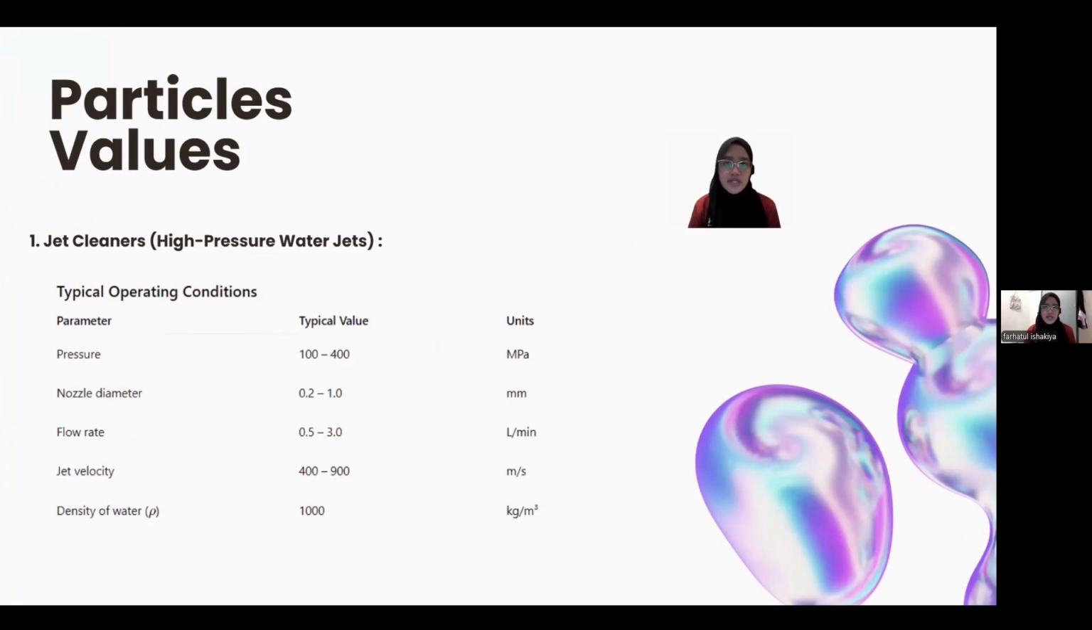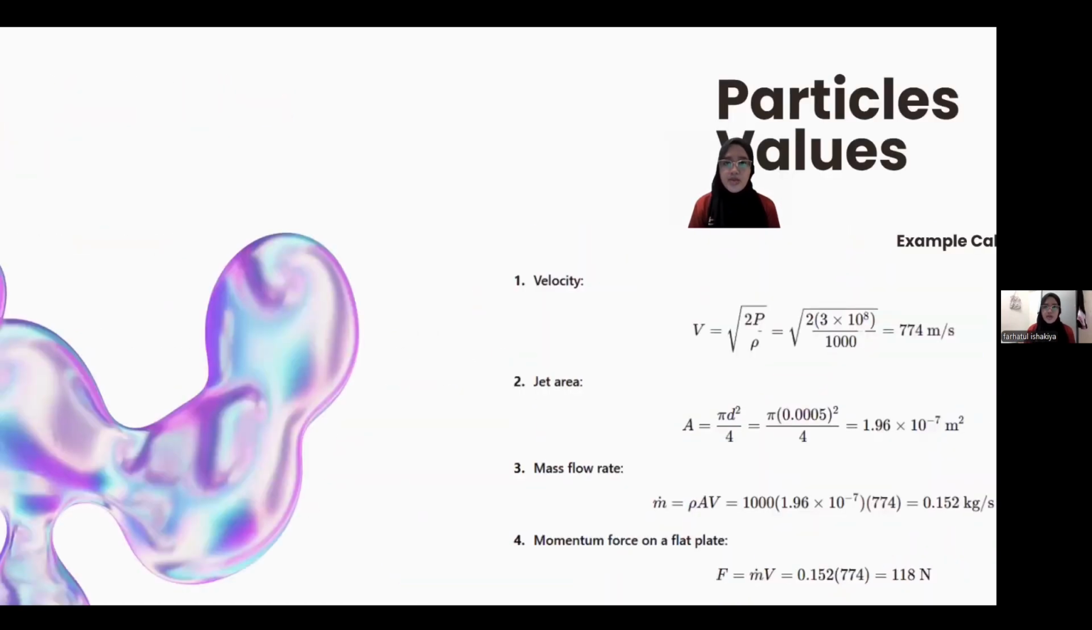Next, we have nozzle diameter. The typical value is 0.2 until 1 in units millimeter. Flow rate, typical value 0.5 until 3 in L per min. Next, we have jet velocity. Typical value is 400 until 900 in meter per second. And lastly, we have density of water. The typical value is 1000 in units kilogram per meter cubed.